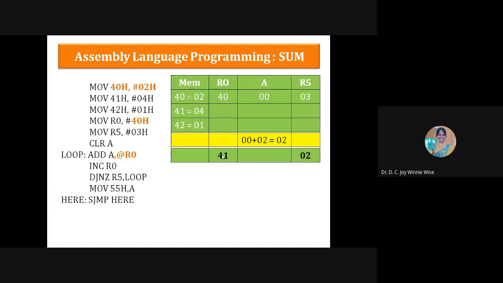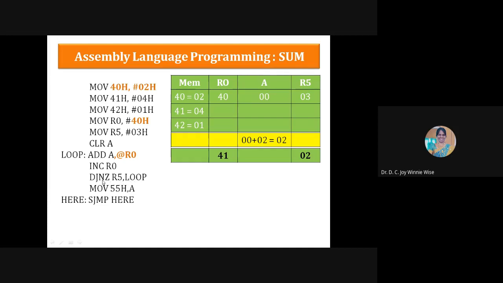3 times. So what I'm going to do is decrement this R5 register, which is used as a counter register, and check whether it is 0. If this value is 0, we can come out of the program. If it is not 0, we have to repeat the addition process. So decrement R5, and if it is not 0, jump to this label.